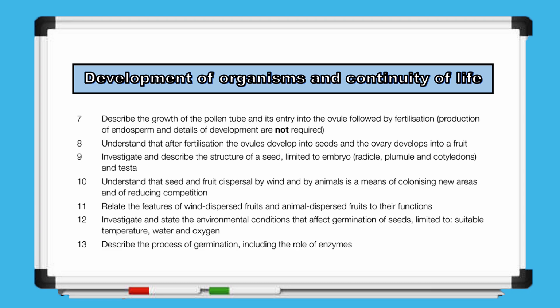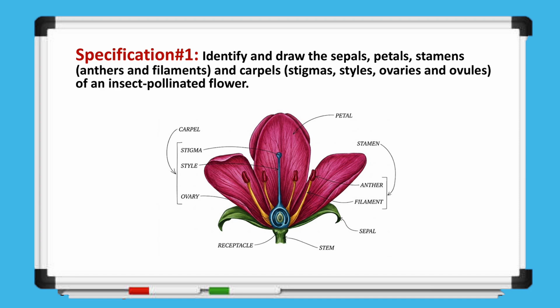So, let's begin. We begin with specification number 1, which asks us to identify and draw the sepals, petals, stamens, including anthers and filaments, and carpels, including the stigma, style, ovary, and ovules, of an insect-pollinated flower.